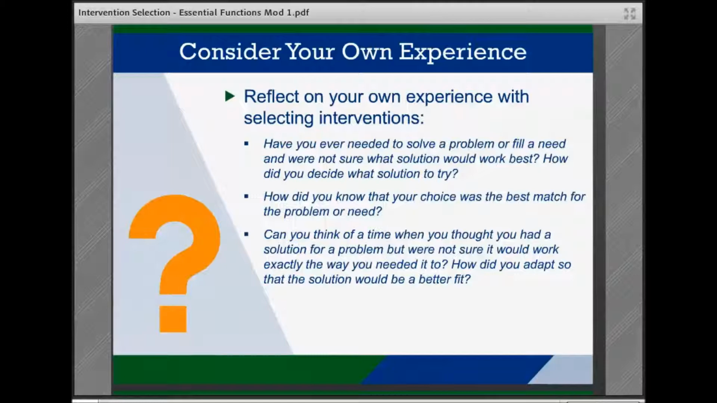Can you think of a time when you thought you had a solution for a problem or need, but were not sure it would work exactly the way you needed it to? How did you adapt so that the solution would be a better fit? Use your intervention selection workbook to write down your answers to these questions. Remember, you can pause this video at any time to record your thoughts and refer to them as you complete all 8 videos in the series.